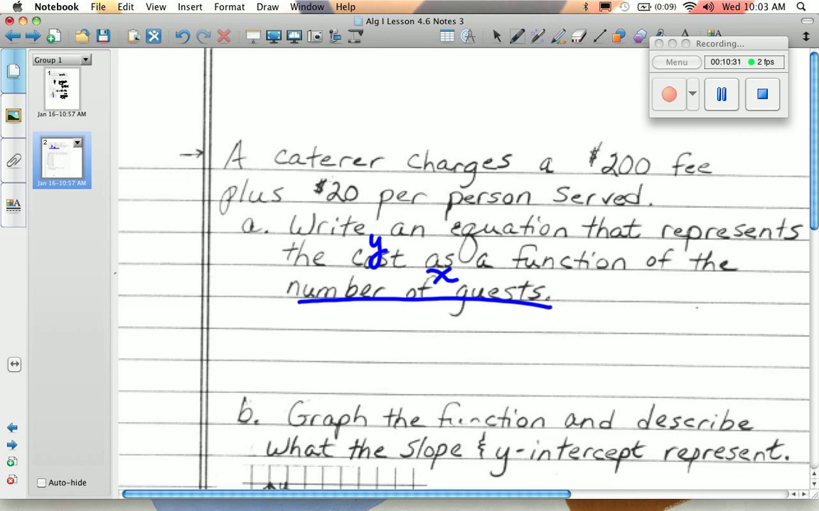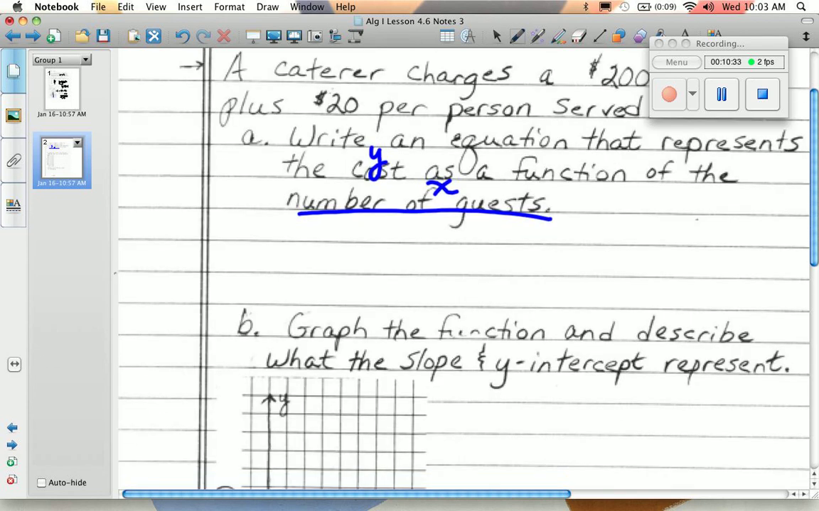Okay, so what do you think our equation would be for this one? y equals 20x plus 200. x is the number of guests. Each guest has to pay $20, so you pay $20 for each guest that you're going to have. The plus 200 is the catering fee, the one-time thing they charge no matter how many guests you have. You have 2, you have 20, it doesn't matter to them, so they're going to charge you $200.